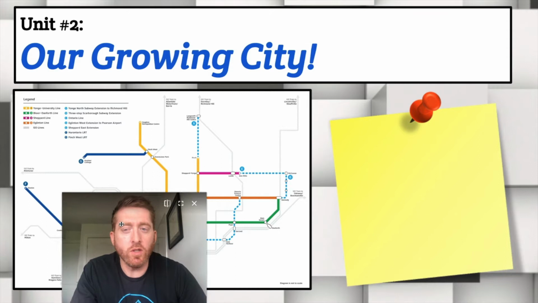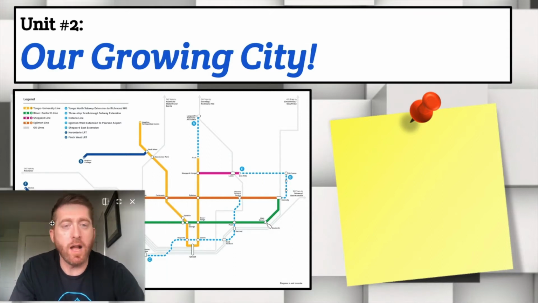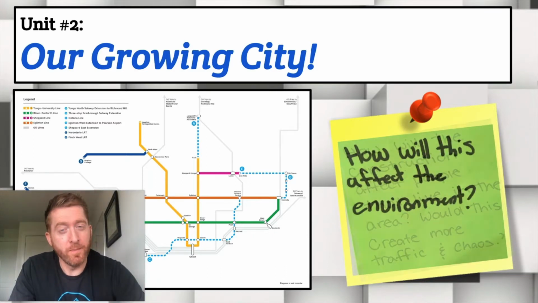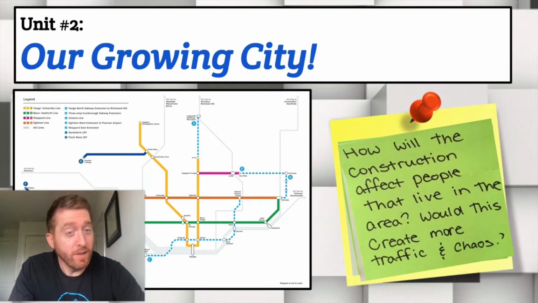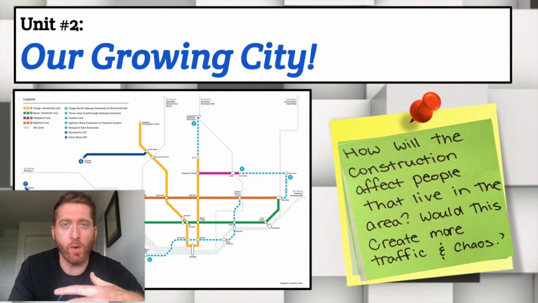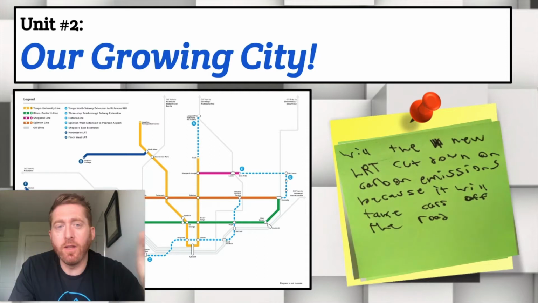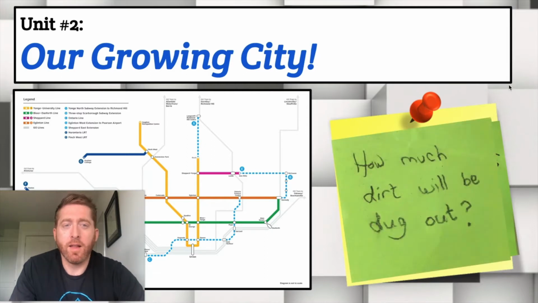Just reminding students of some questions, for example: how will subway construction like this affect the environment? How will the construction affect people that live in the area? Would it create more traffic and chaos? And of course, students love seeing their questions on the board and sharing their ideas. Will the new LRT cut down on carbon emissions because it will take more cars off the road? Pretty good, juicy question. And then this one here sparks a really good idea for our next math question to tackle.